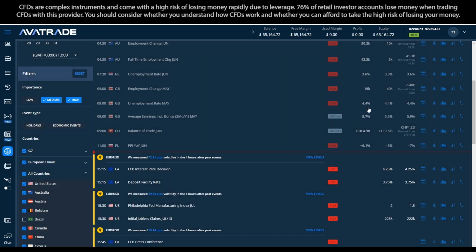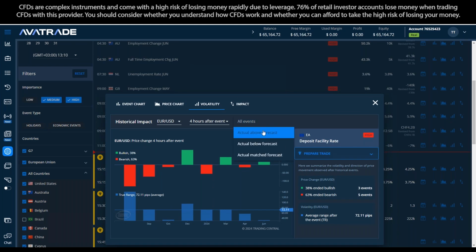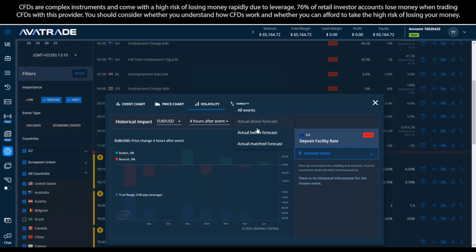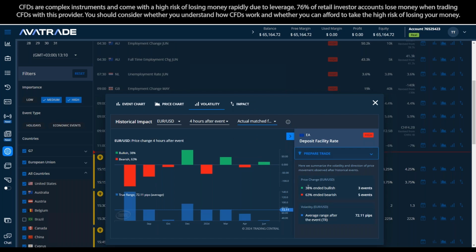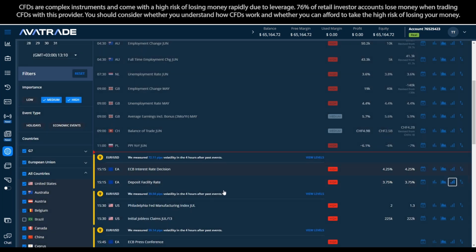Okay, and we can look at another example. You could focus on what they call the deposit facility rate. This also is expected to stay flat, and the movement may be similar. If we look, how many came above forecast? None. How many came below forecast? None. They all matched the forecast, and about 2/3 of the time it dropped. Okay, and you're seeing similar statistics because they both are coming in at the same time, and they both tend to be as expected.